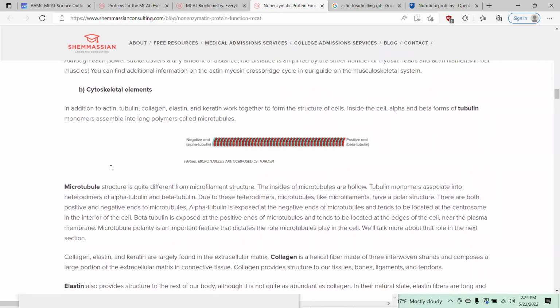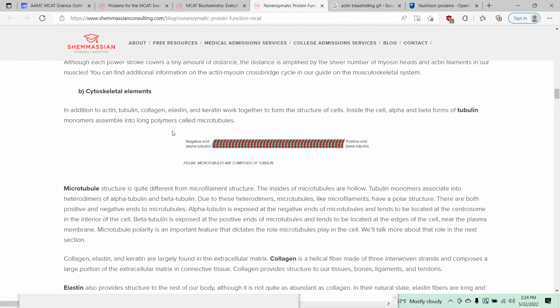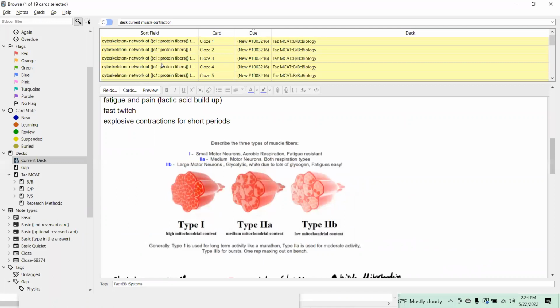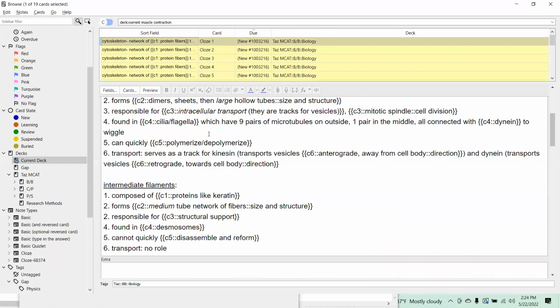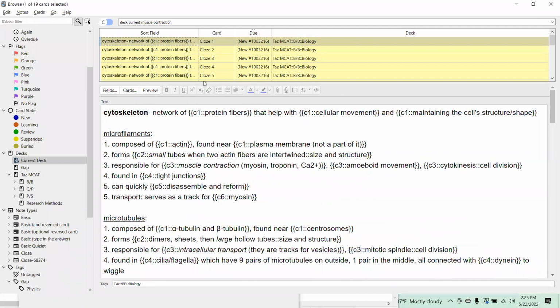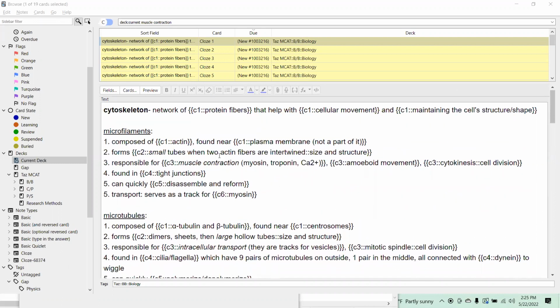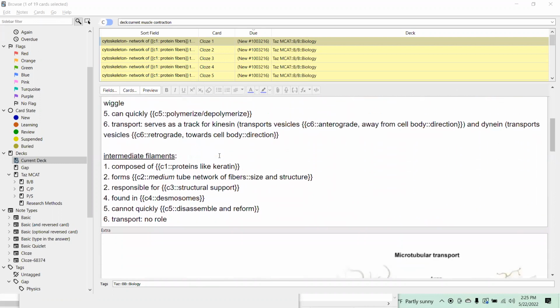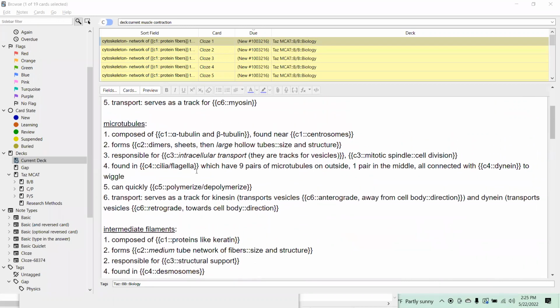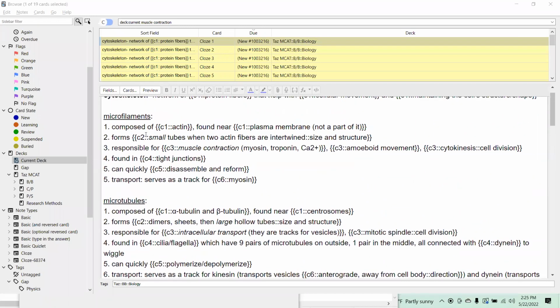Okay, so then we also have cytoskeletal elements, and I'm pretty sure I have a really nice card about this. Yes, so the cytoskeleton, right? The cytoskeleton is composed of protein fibers that help with cellular movement and maintaining the cell structure and shape. And there are three different things: microfilaments, microtubules, and intermediate filaments. And there are all these interesting properties and functions of these guys.